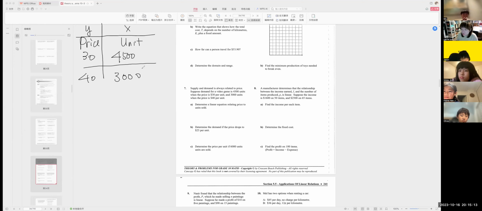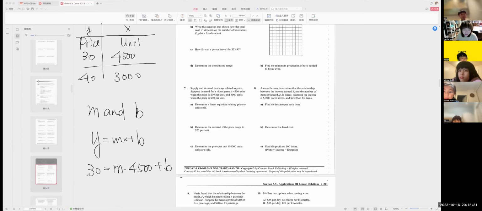So basically for this question, it's determining M and B. So we can have what? Y equals MX plus B, correct, Elaine? So I can just plug in 30 equals M times 4,500 plus B, and 40 equals M times 3,000 plus B.